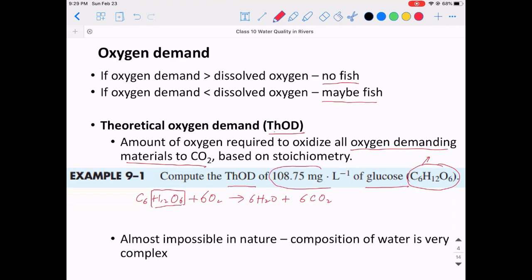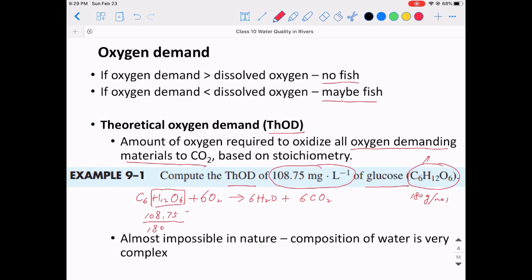So how do we calculate the theoretical oxygen demand? Because we already know the concentration of the glucose in the wastewater, we can use that to first calculate the molarity of the glucose. That is 108.75 divided by the molecular weight of the glucose, which turns out to be 180 gram per mole. Okay, we'll divide that by 180.